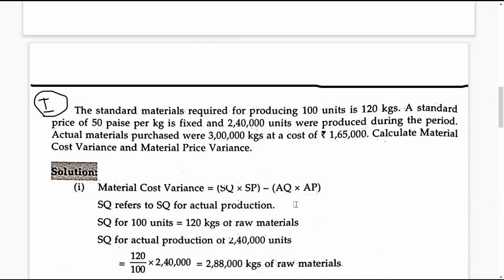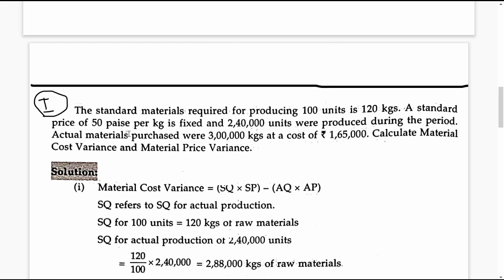Let's get into the first problem. The standard materials required for producing 100 units is 120 kgs. A standard price of 50 paise per kg is fixed, and 2,40,000 units were produced during the period. Actual materials purchased were 3 lakh kgs at a cost of 1,65,000 rupees. Calculate material cost variance and material price variance.